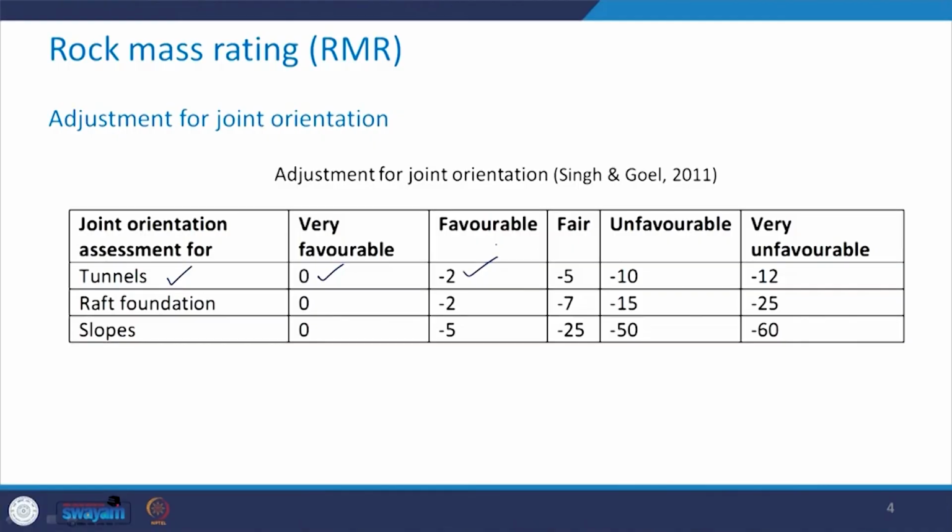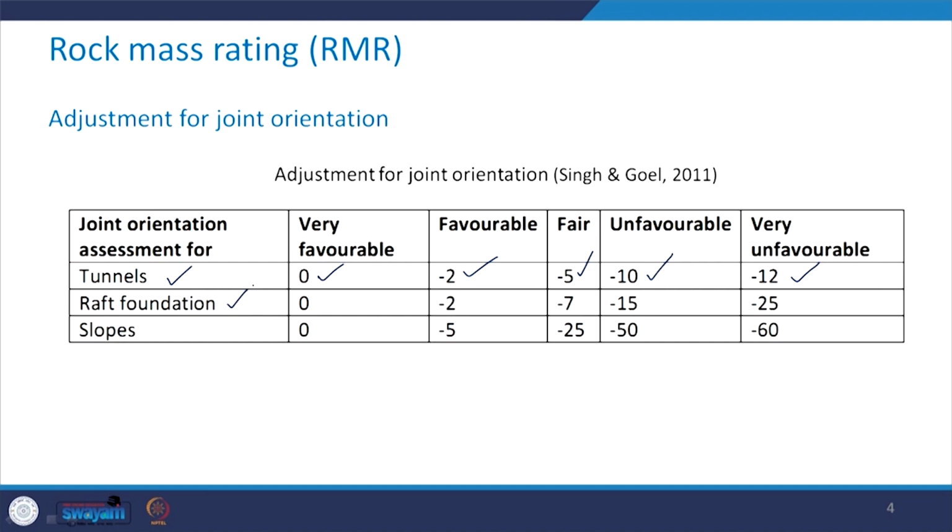For example, you take the case of the tunnel. In case it is very favorable, then you do not need to apply any correction for the joint orientation. If it is favorable, then whatever is the RMR basic that you have obtained, minus 2 is going to give you the final RMR value. Likewise, you can see that for fair it is minus 5, for unfavorable condition it is minus 10, and for very unfavorable it is minus 12.